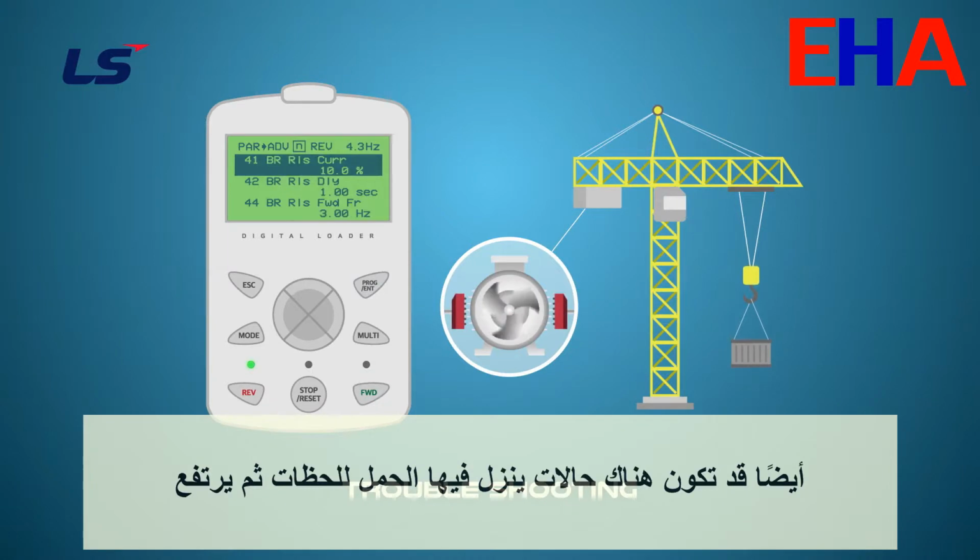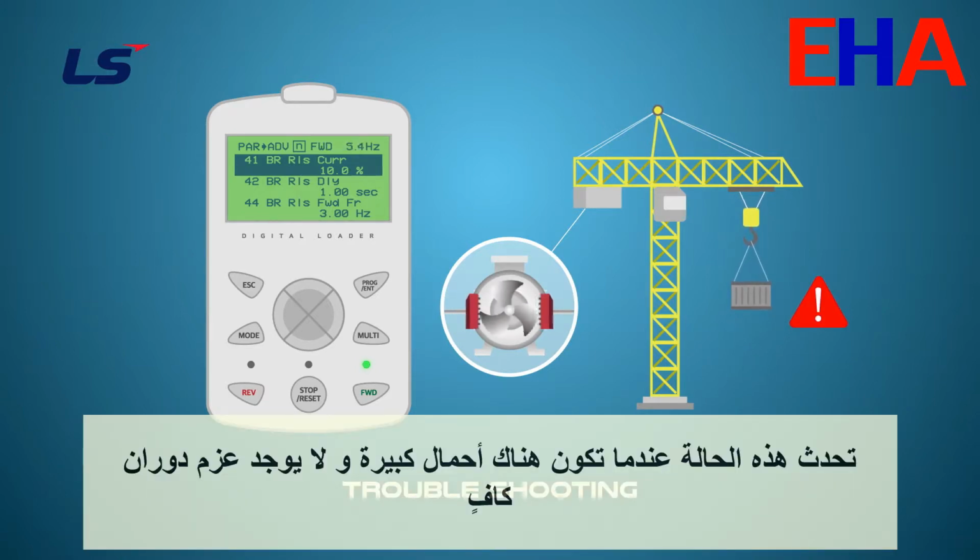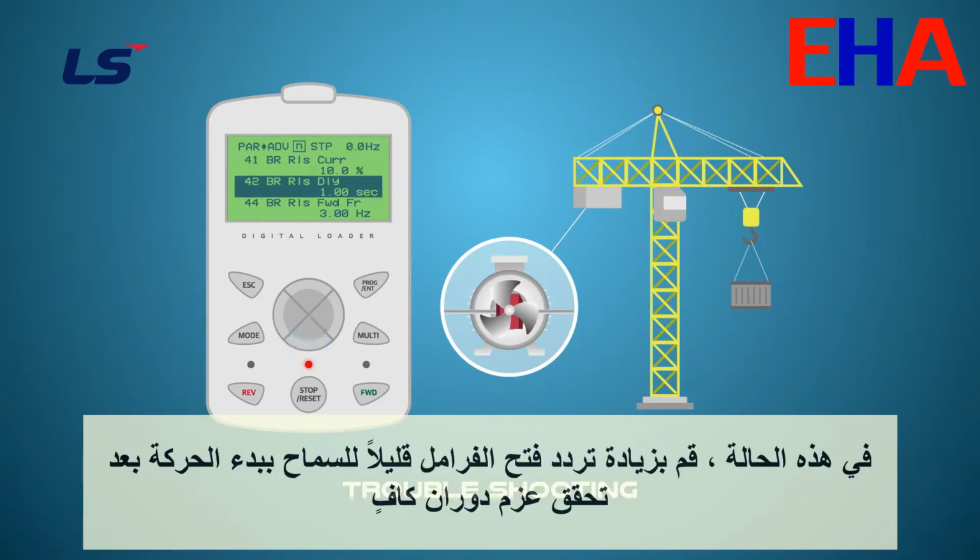Also, there may be situations when the load comes down momentarily and then goes up. This situation occurs when there are large loads that are operating with not enough torque. In this case, increase the opening frequency slightly to allow starting after achieving enough torque.